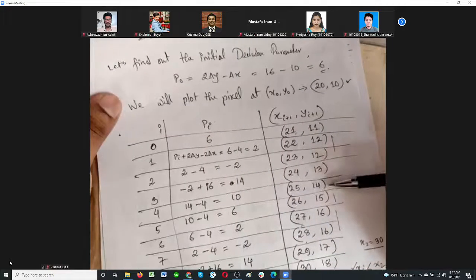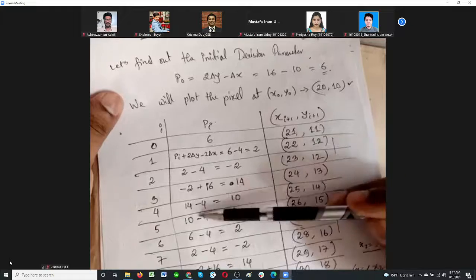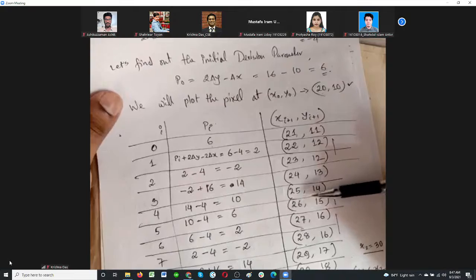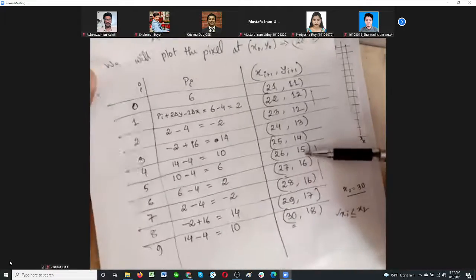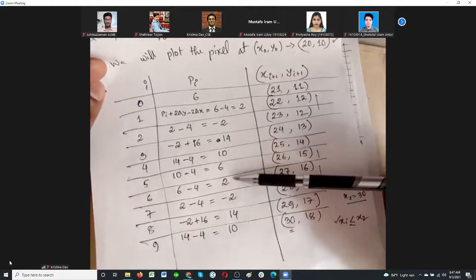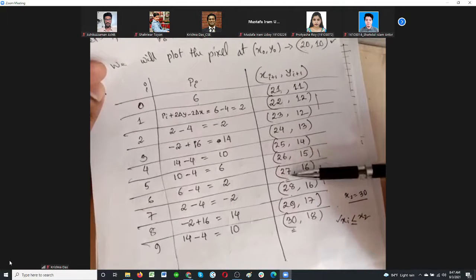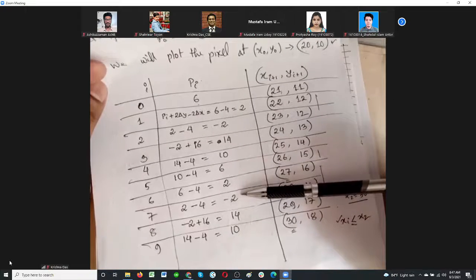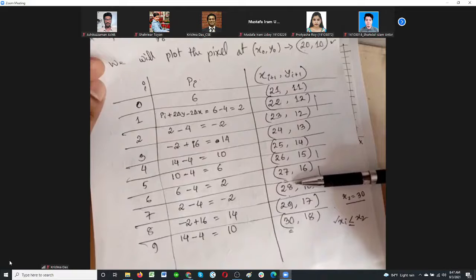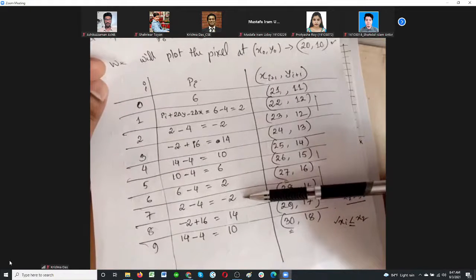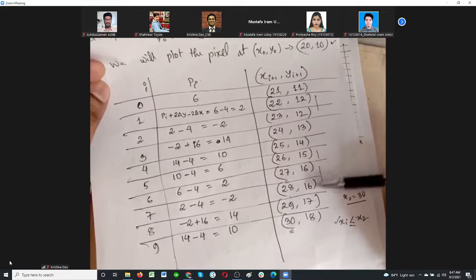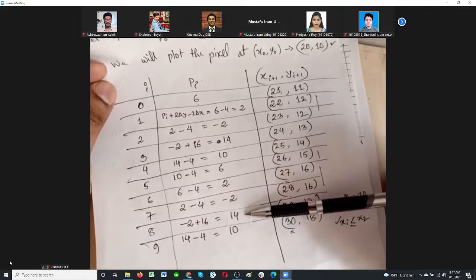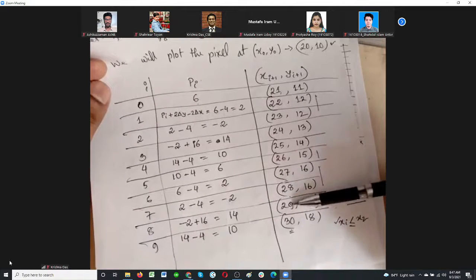Positive, 25, 14 incremented by 1. 10 minus 4 is 6, and positive 6 gives 26 and 15, incremented by 1. Then 6 minus 4 is 2, and 26 becomes 27 and 15 becomes 16, and 2 minus 4 is minus 2, and that is 28, and 16 is not changed because this is negative. This is the previous y coordinate value, and minus 2 plus 16 is 14, and 29 and 17.